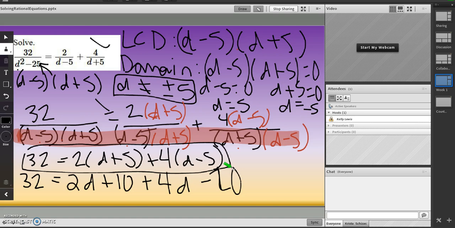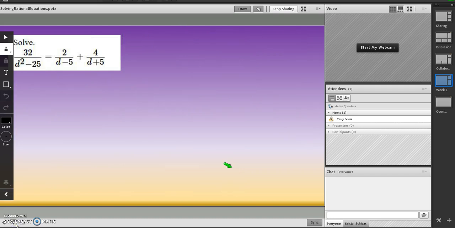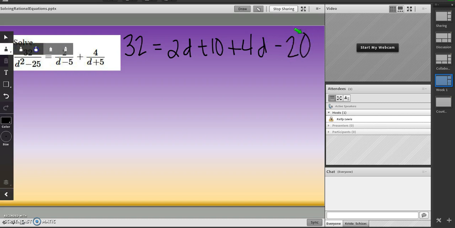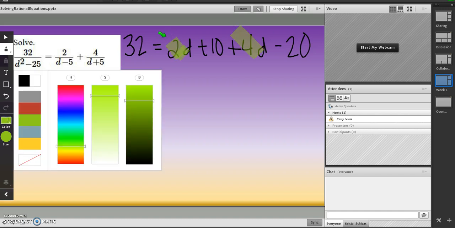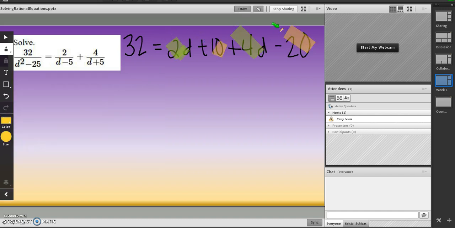And you're going to see that even though this problem started out looking like it was going to be the hardest one that we did, it will actually end up being the easiest one that we've done out of the 3 of these. So I'm going to go to the next page and finish solving it. I'm going to write down what I just wrote down. 32 equals 2d plus 10 plus 4d minus 20. All right, I need to combine like terms. So the d's can talk, and the numbers, the constants can talk.